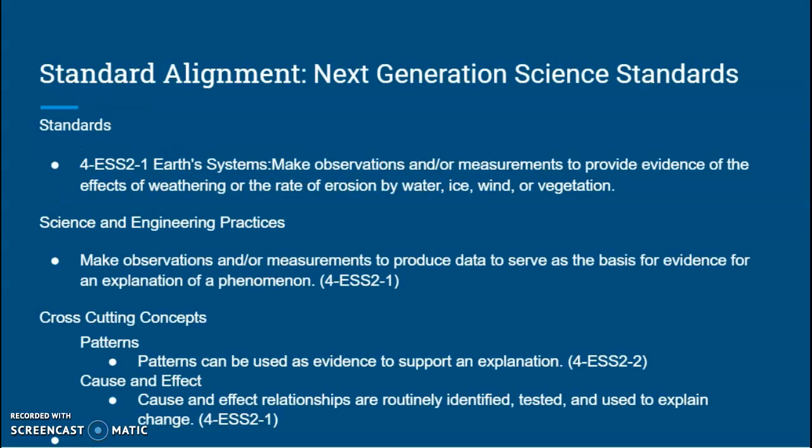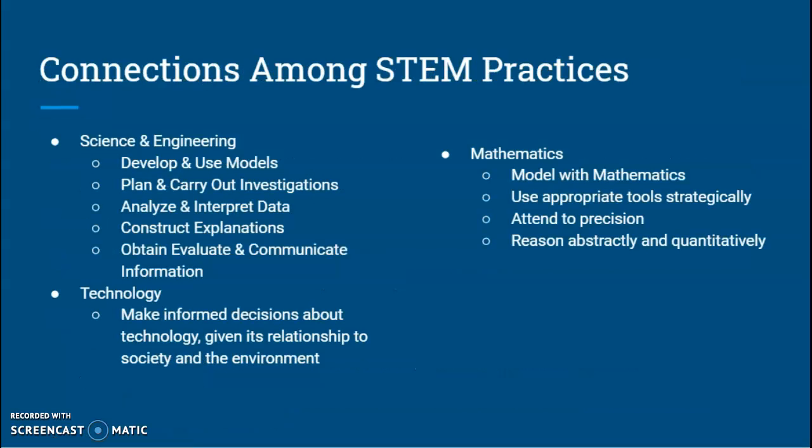Standard alignment according to the Next Generation Science Standards. This would be under Earth systems: make observations and/or measurements to provide evidence of the effects of weathering and the rate of erosion by water, ice, wind, or vegetation. Under practices, it would be making observations and/or measurements. And cross-cutting concepts would be patterns and cause and effect relationships. For the connections among STEM practices, this would fall pretty heavily under science and engineering, all of those practices that fall under conducting and carrying out an investigation.